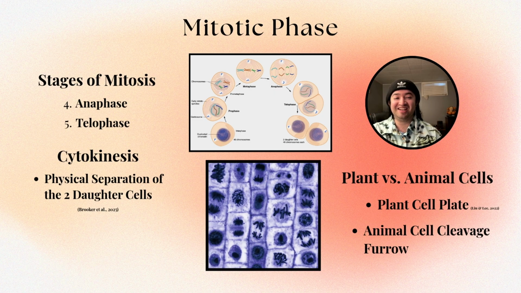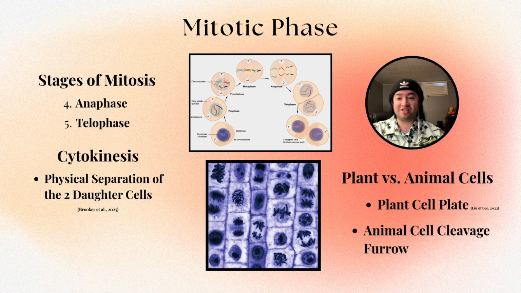And then the next stage is called telophase. During this phase, the chromosomes reach opposite poles and begin to decondense. The spindles also depolymerize into tubulin monomers. The nuclear envelope reforms and the nucleolus reappears.